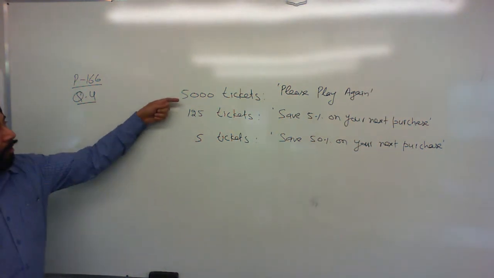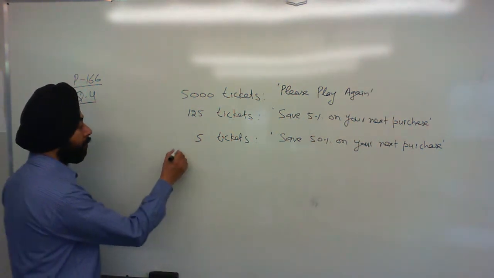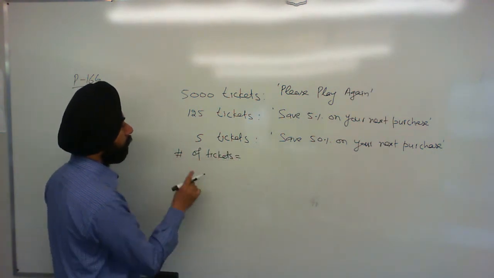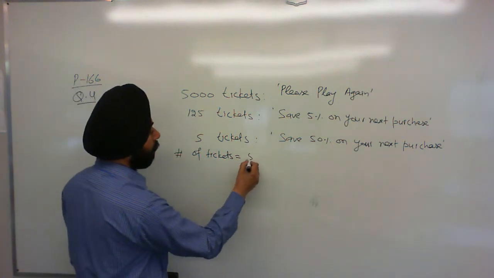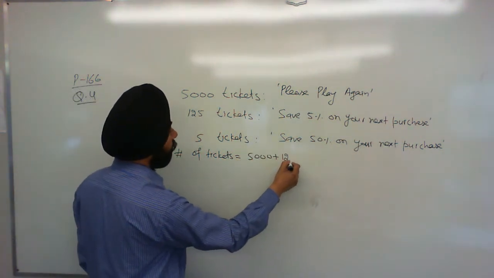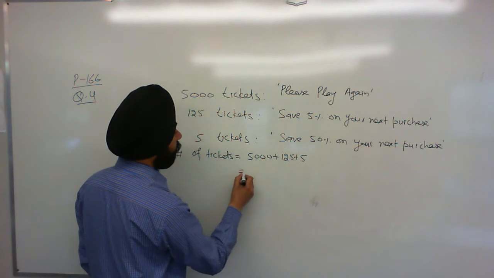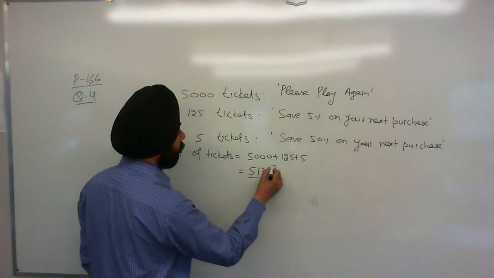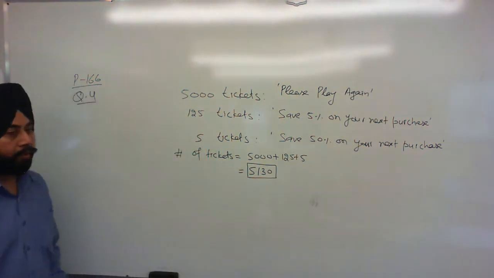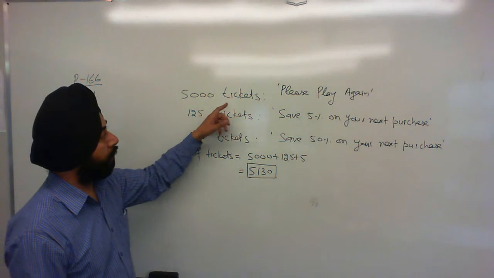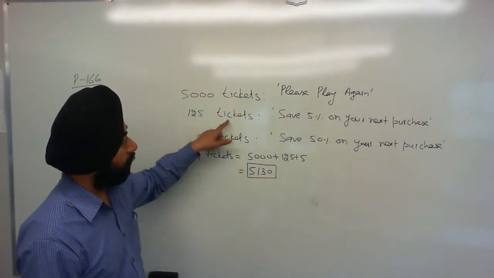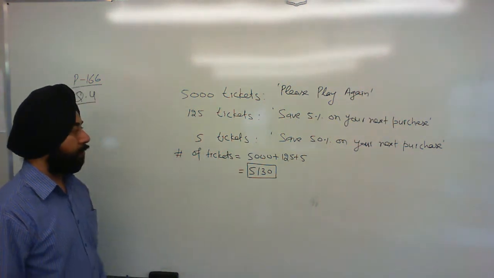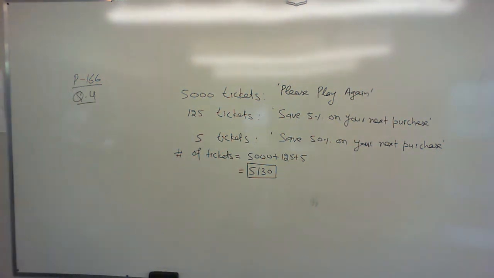So that means how many tickets they printed? The number of tickets printed, how many? You'll add them up. 5,000 plus 125 plus 5 is equal to 5,130 tickets. This is the total number of tickets they printed. And out of them, 5,000 say please play a game, 125 tickets say save 5% on your next purchase, and 5 tickets say save 50% on your next purchase.